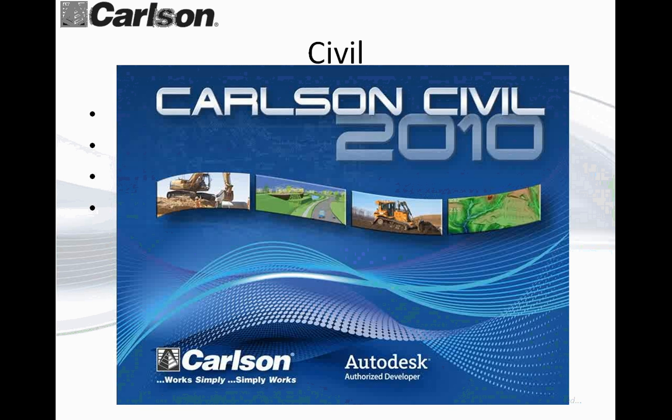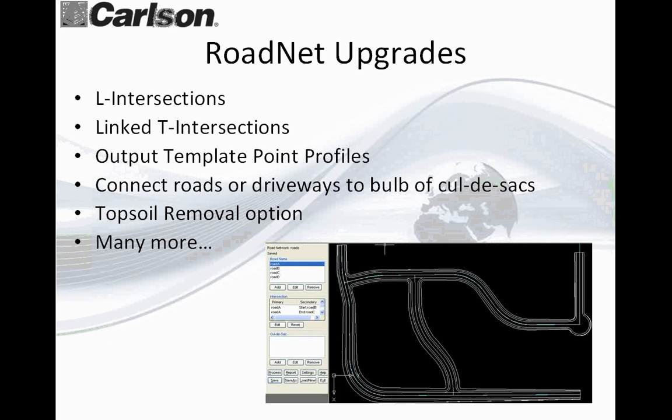Okay, on to Carlson Civil. For road networks, we have a new L intersection option, which is shown down here, where you can create that almost knuckle there. And we also added support for linking the T intersections. So when the main road moves, the secondary road will either trim or extend to stay connected as a T.